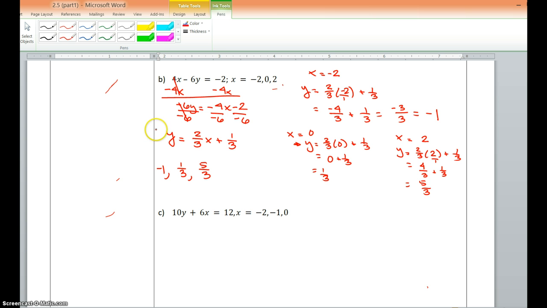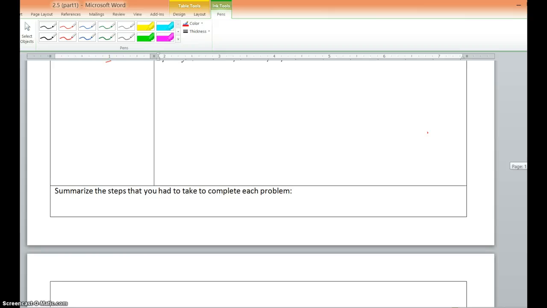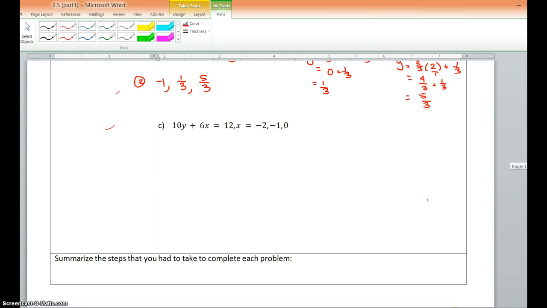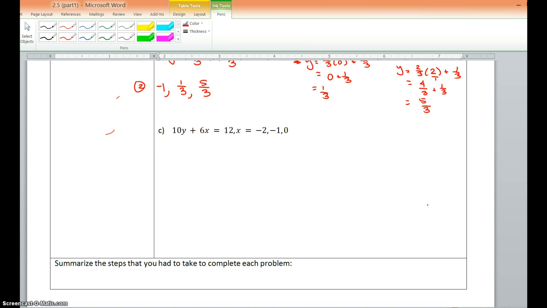First, I solved the equation. Secondly, I found the values of y for the given values of x. All right, one more for part C. Try it. This is a good opportunity for you to press pause, try it on your own, and then unpause and check your work with my work. If, however, you feel a little bit skittish with this, we're going to do it together.